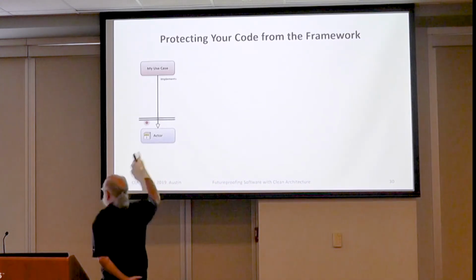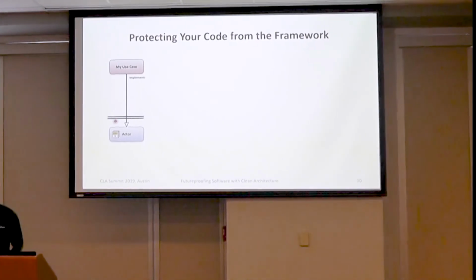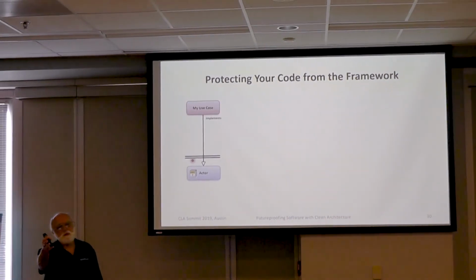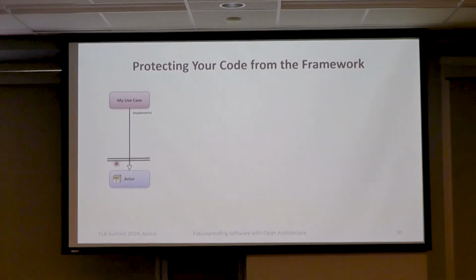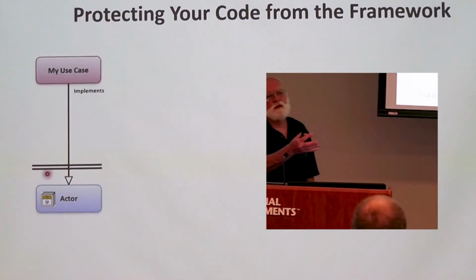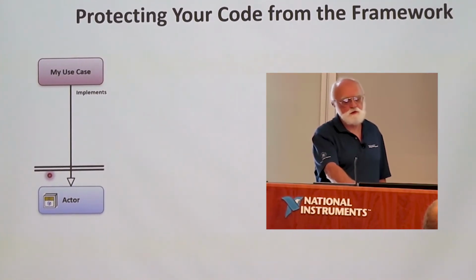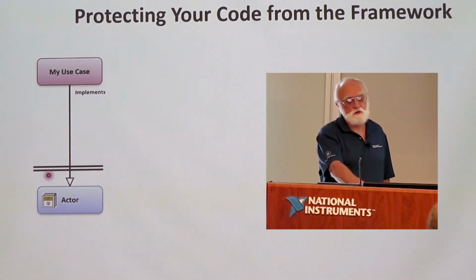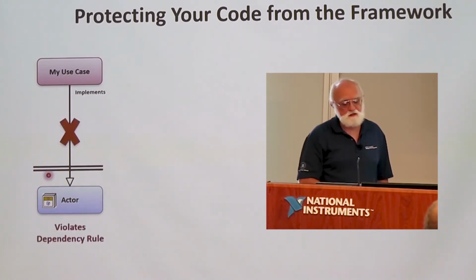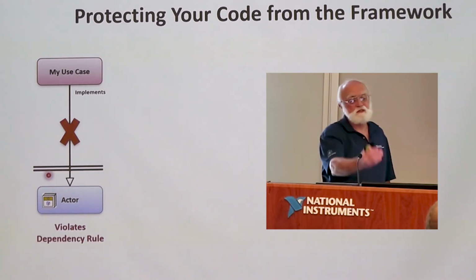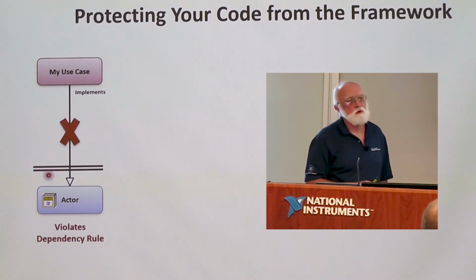So this is what you do with Actor Framework. You have the actor class in the framework, and you create your actor class, and it becomes an actor only once you inherit from the actor class in the framework. This is a blatant violation of dependency rules: your business logic starts depending on the framework.